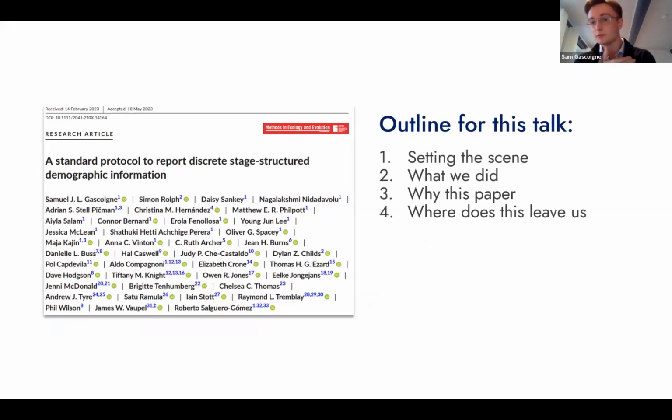Today I'm going to be running through the paper and specifically talking about why we wrote the paper, the story of it leading up to the paper, why we put in the paper what we did, and where we see MPM communication going forward in the years to come.